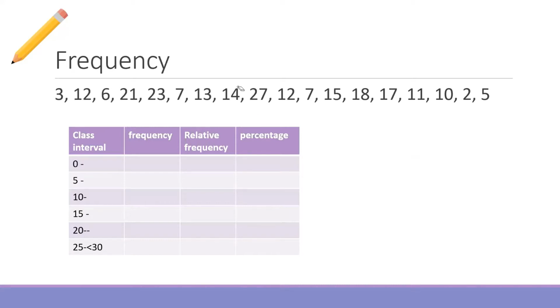And what we've got here is class intervals of 5. So this goes from 0 to 4.99999, etc. And this goes from 5, 10, 15, 20, 25 to 30. And see how I've got this symbol here, less than 30.